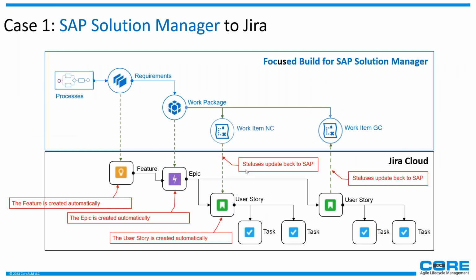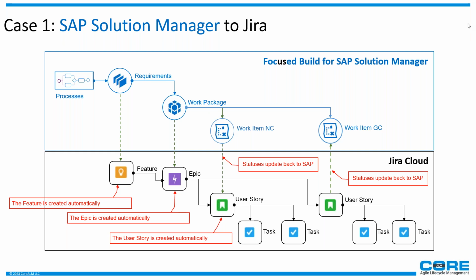And here's one scenario. It looks complex, but it's pretty simple. You start in Solution Manager, you create the requirement, it goes in Jira as a feature, and any updates you get back in Solution Manager. And you start with a work package that goes as an epic in Jira. You start with a work item, that'll be a normal change or general change. They go into Jira, and you can get the status back for any of these, depending on how we design this with the organization.